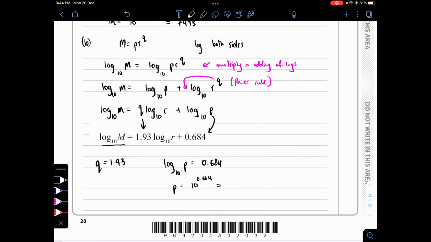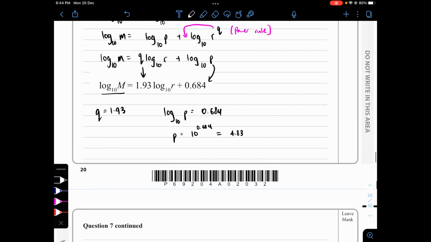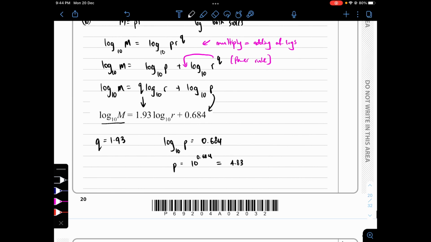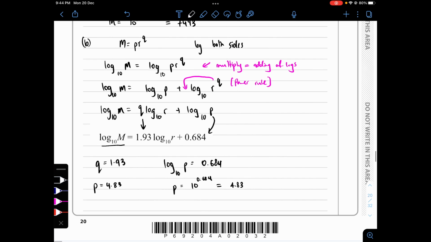0.684. So that's equivalent to, put in a calculator, you'll get 4.83, and they want it to three significant figures, so 4.83. So p is equivalent to 4.83. So that's our final answer. So p is this and q is this.